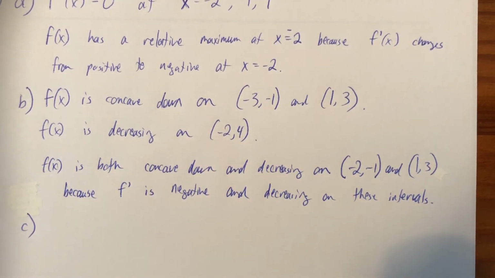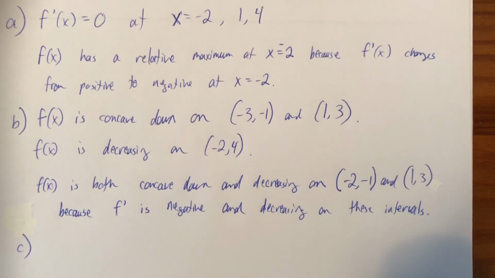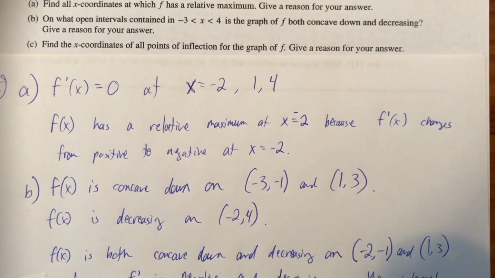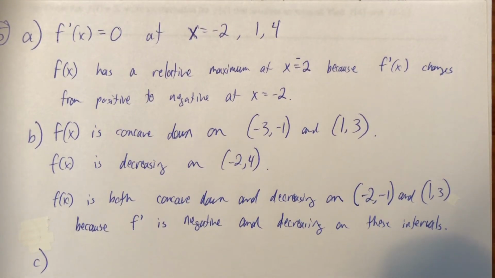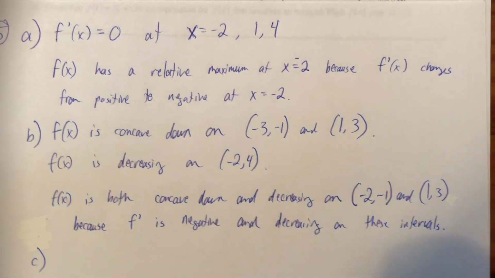All right, here's part C. Find the x-coordinates of all points of inflection for the graph of f. Give a reason for your answer. Okay, here goes. A point of inflection is where your derivative ceases to increase and begins to decrease, or ceases to decrease and begins to increase. Okay, your derivative is changing directions. So here goes.